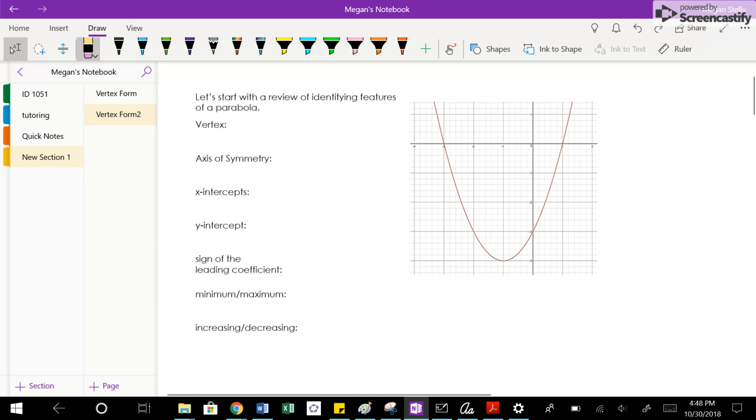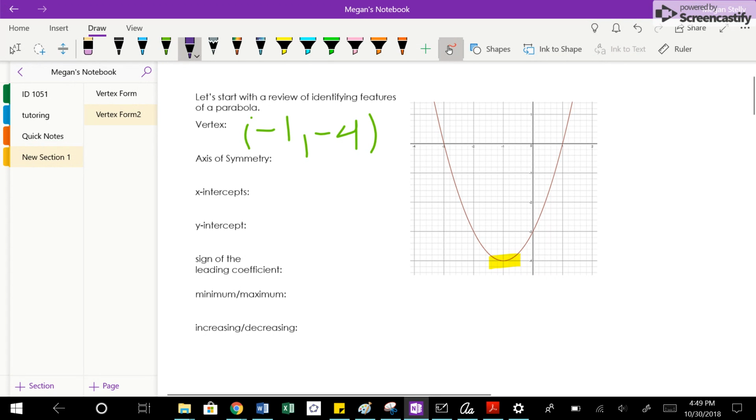So, starting off reviewing with our features of a parabola. This is what we took a test on yesterday, just being able to identify vertex, axis of symmetry, and all these features. So the vertex is either the highest point or the lowest point. And in this graph, it is the lowest point. So what is that vertex? Well, it's at the point -1, -4. There's the vertex.